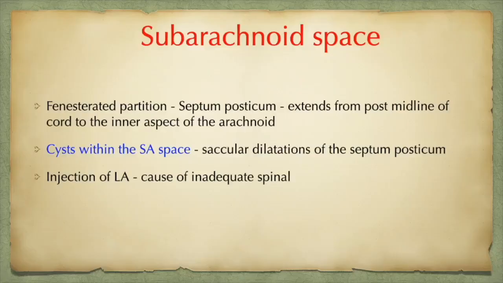Sometimes when you inject local anesthetic into the subarachnoid space, the spinal anesthesia totally fails. It could be due to the presence of such a cyst within the subarachnoid space, and you might have injected into the cyst. Aspiration will yield good CSF flow, but the spinal anesthesia spread won't be as much as desired.